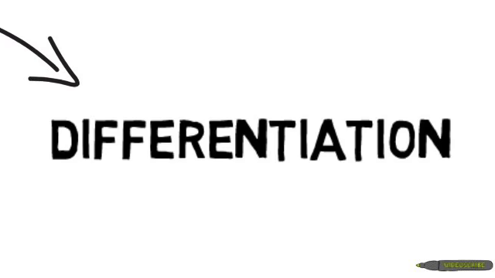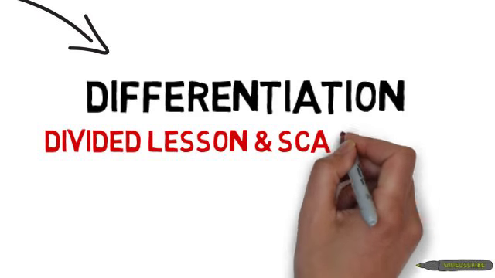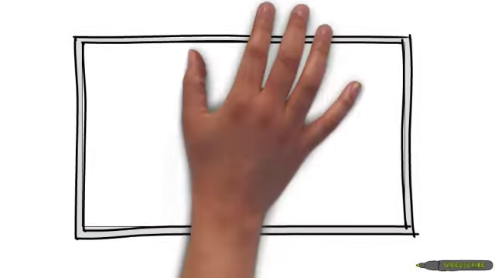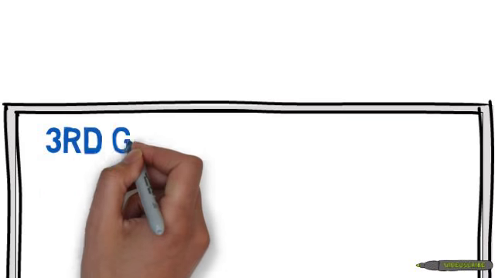Differentiation is the scaffolding of lessons in order to accommodate a variety of levels and abilities in a single lesson. Let's take a look at a lesson plan designed for Mr. Smith's third grade class on the water cycle.